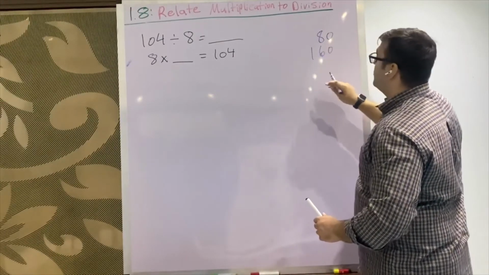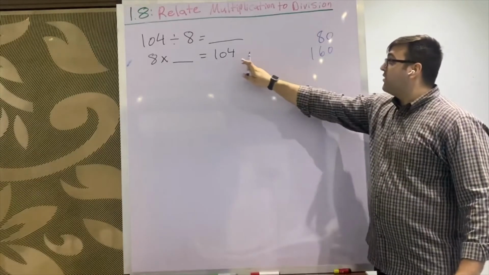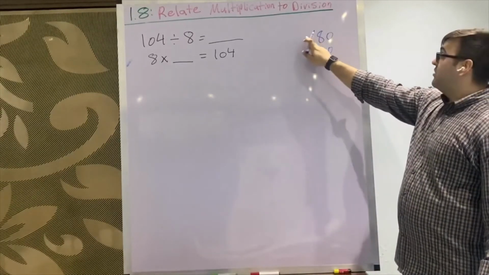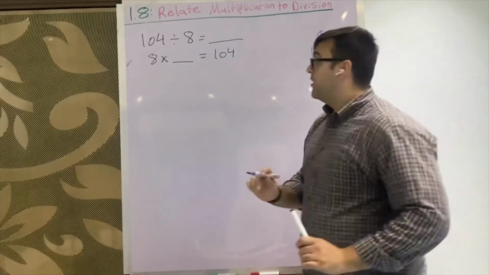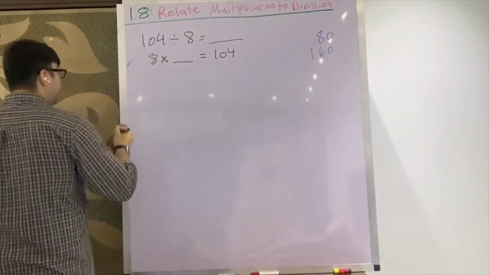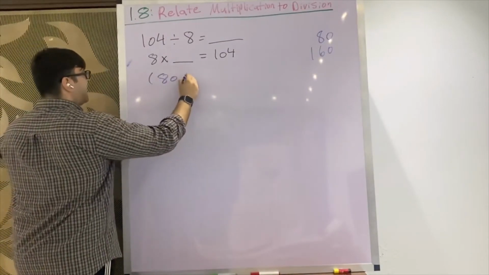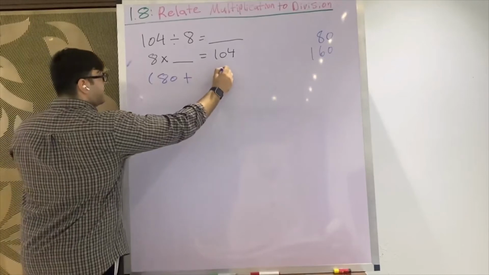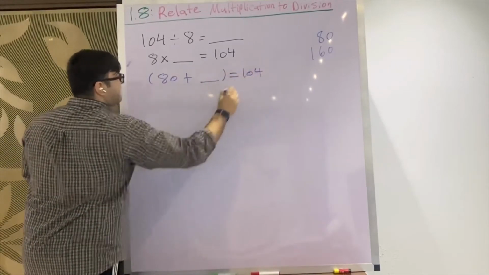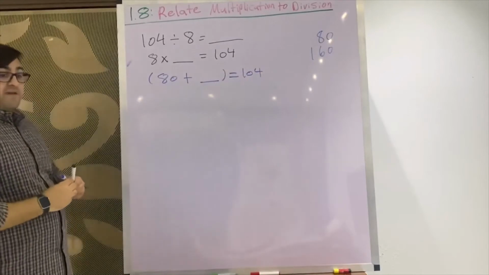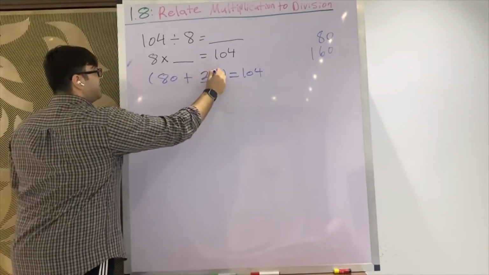Do I need to go any bigger than this? No. Because the number 104 is already smaller than this. So then we're going to use 80 as one of our choices. Okay, so we're going to come down here. 80 plus some other number equals 104. And some basic math would tell me that this number should be 24.